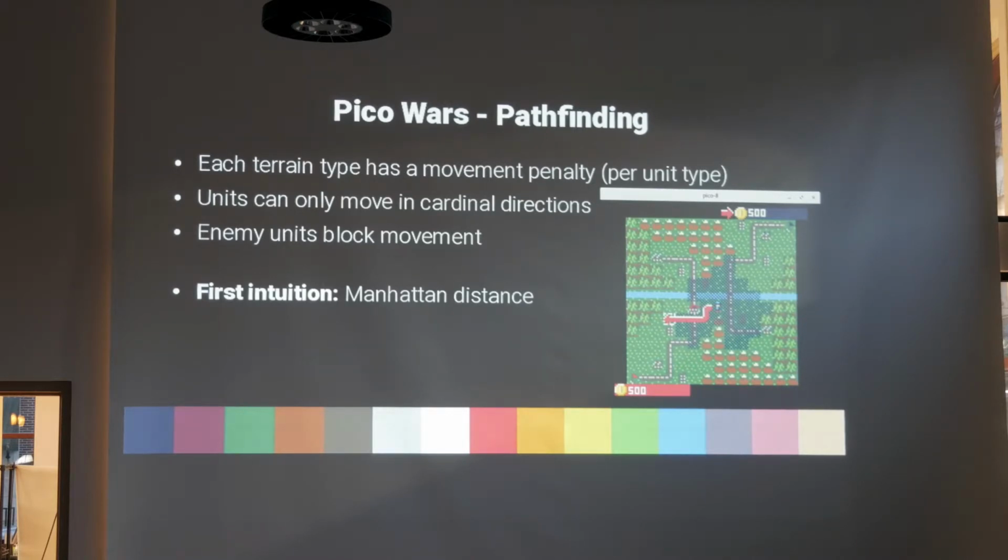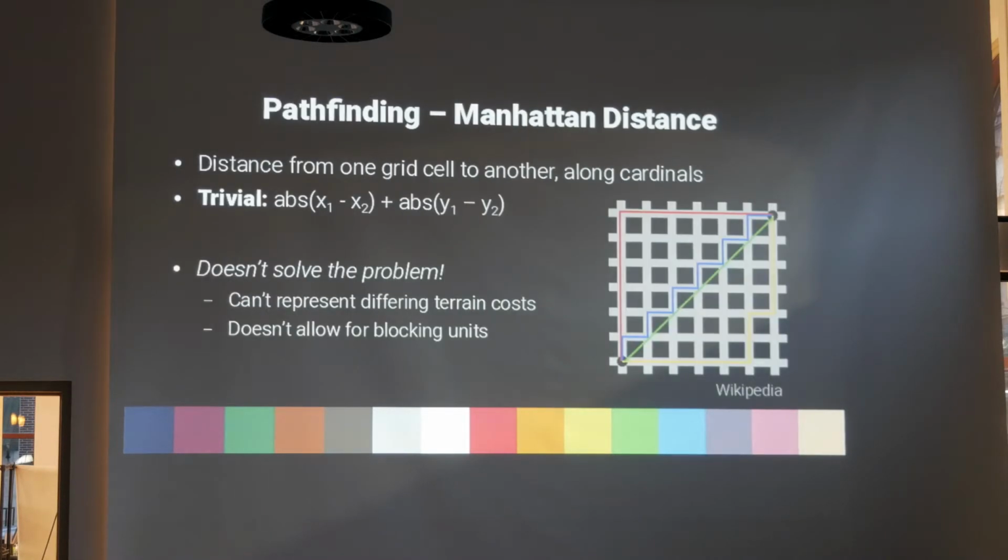My first intuition when I was trying to solve this was Manhattan distance, right? I was sitting there and I was like, this is the greatest idea ever. This is going to be so easy. And so if you don't know what Manhattan distance is, it's the distance from one grid cell to another only along the cardinal directions. It's pretty trivial to calculate, right? It's just the sum of the absolute differences of your components.